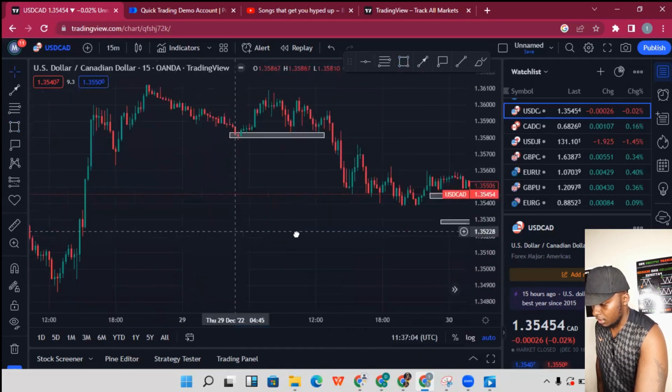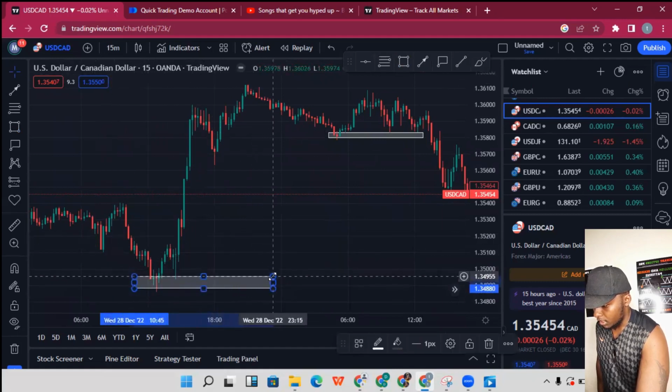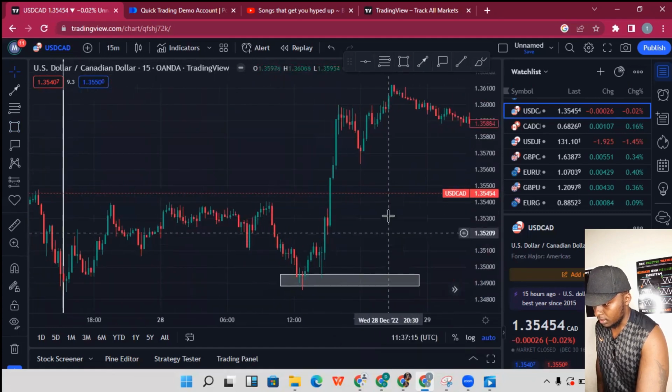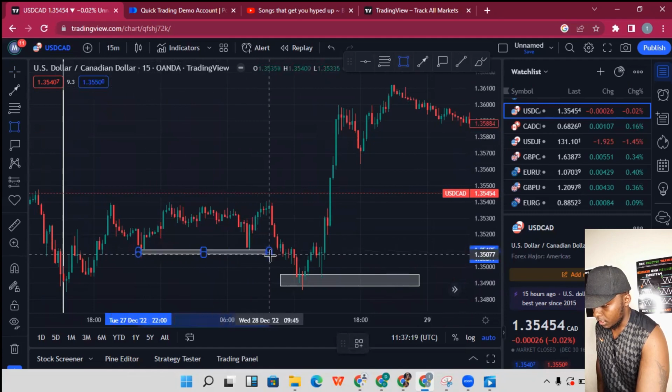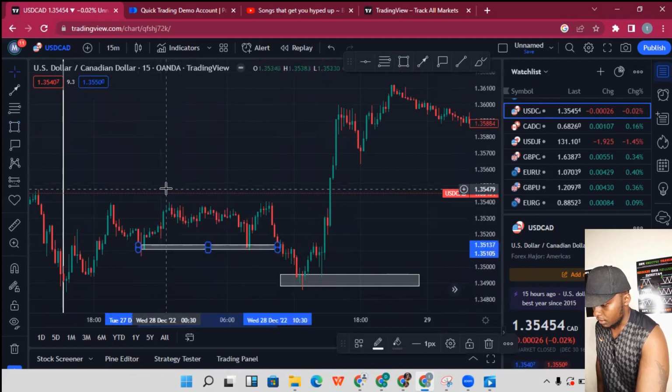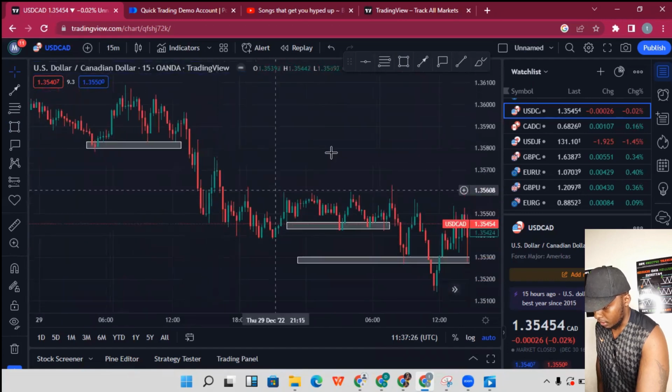Let's draw another support level. We are having another support level here. Let's take a look at another support level. We have another support level here, right? So those are support levels, okay? Those are the support levels that we have actually drawn.